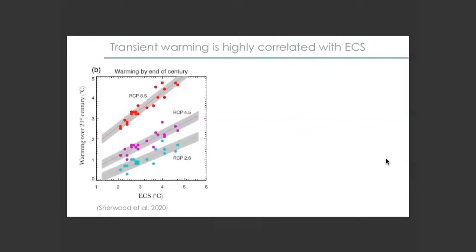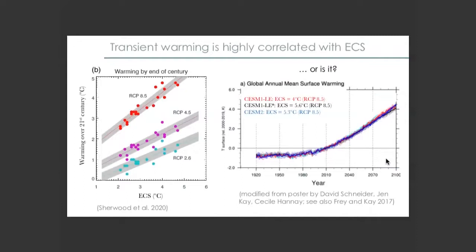So this is a very nice figure from Sherwood et al. I think Maria might have made this. I don't know. Various folks have made figures like this, where there's a linearity between ECS and warming over the next century. But is that the whole story? Maybe it's not. So this is some really nice work from Dave Schneider, Cecile Hene, and Jen Kay.